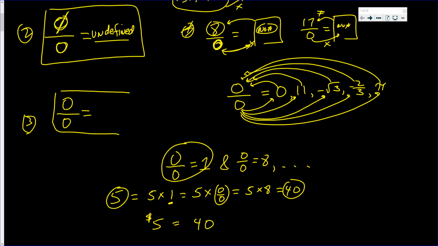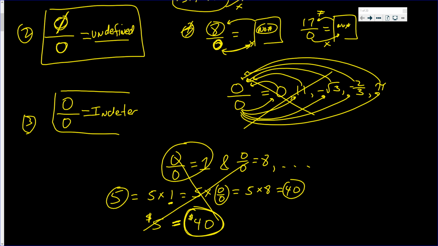If you borrow $5 from your friend, and your friend says, don't worry, just pay me back next week, no interest, no anything. And then next week comes and your friend asks for $40. And your friend says, wait a minute, they're equal, they're the same. I want $40. I mean, it's the same as 5. We can't have this. This is nonsense. We can't determine what 0 over 0 is. So, we call it indeterminate.